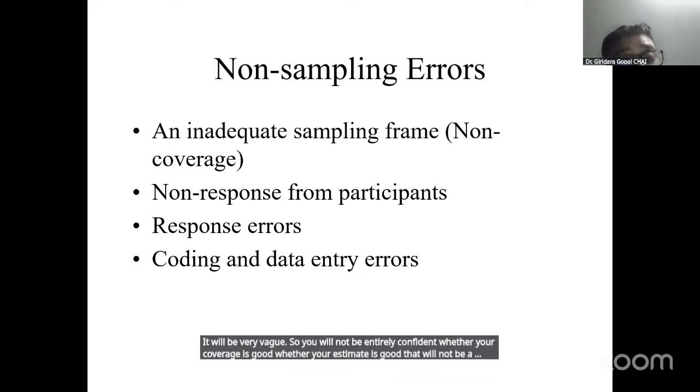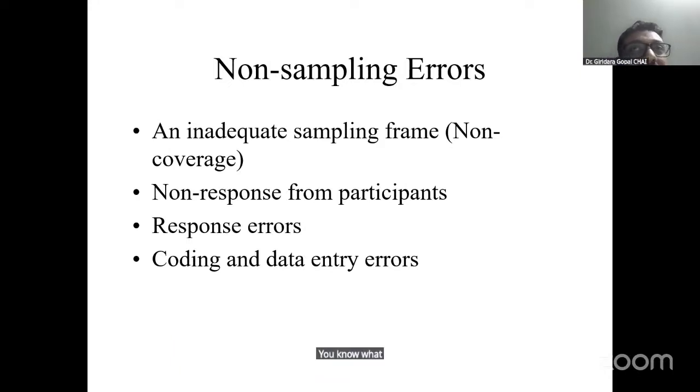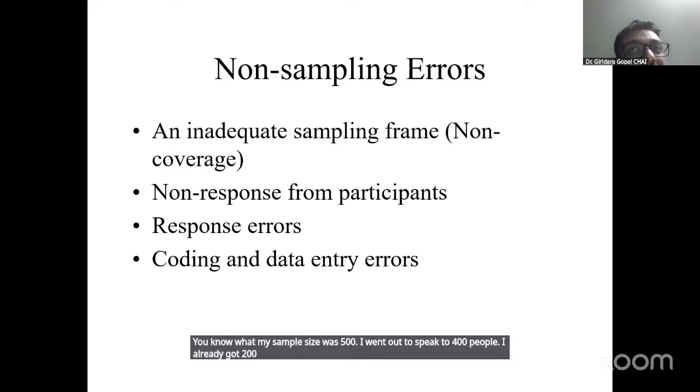Second, you don't account for non-response, because you just randomly go, you question somebody, that person did not respond, you go to the next fellow, that fellow responded. But scientifically you need to keep track. My sample size was 500, I went out to speak to 400 people, and I already got 200 non-responses, which means probably there is something wrong in me, or in the community, or in my questions. So you need to tackle it and ensure that your non-response is taken care of.